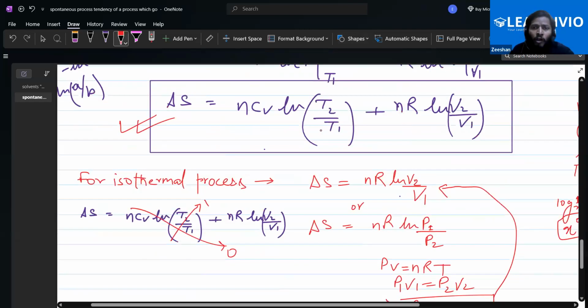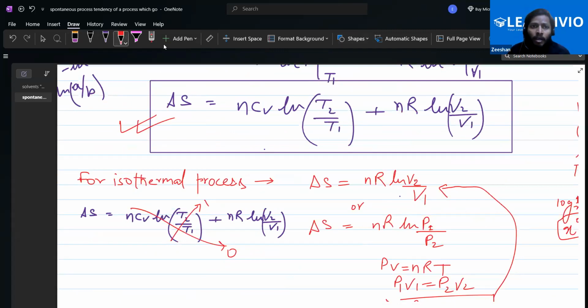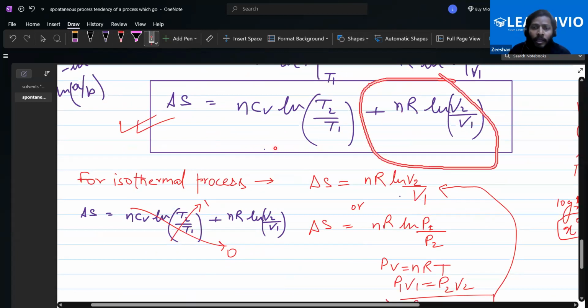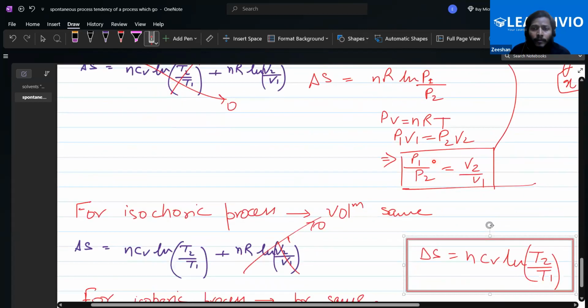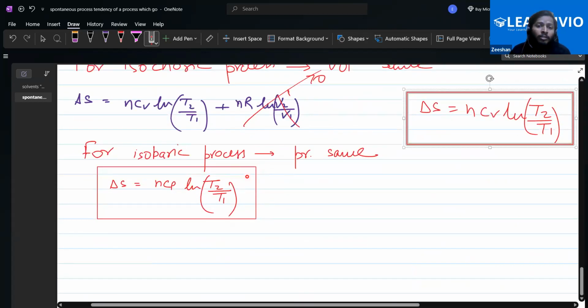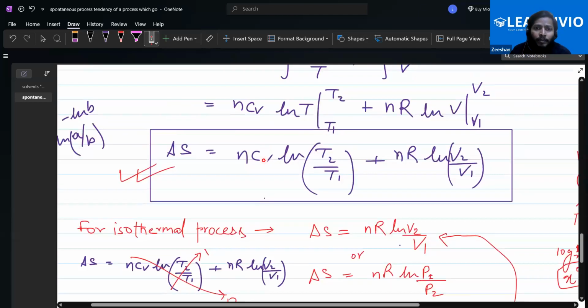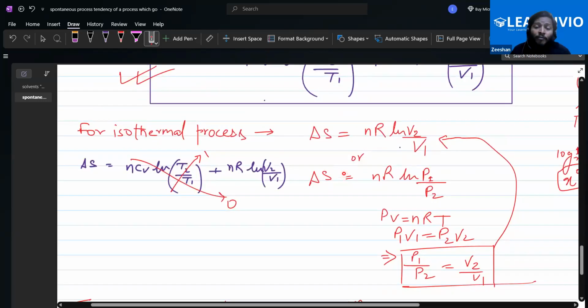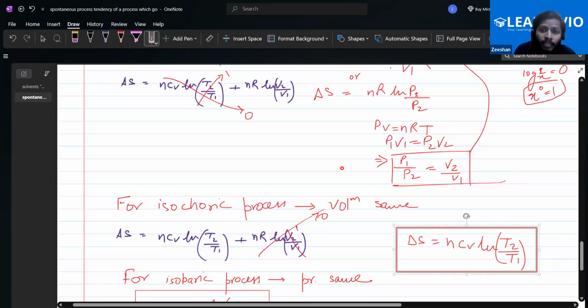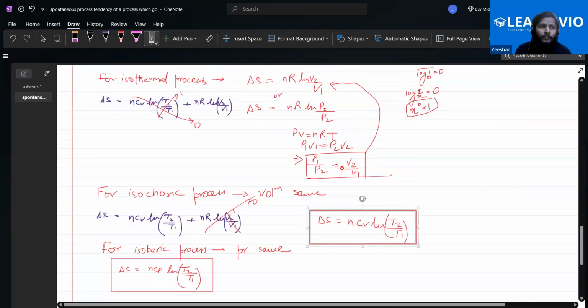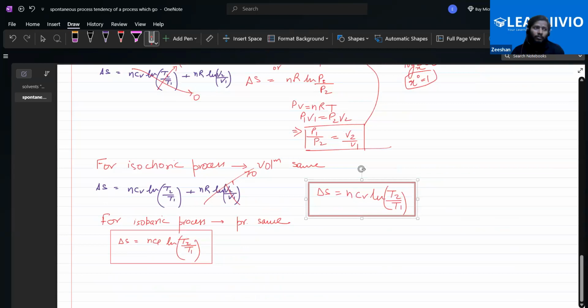See, you have to remember this formula. For isothermal process, this will become 0 and this will be the final answer. In isochoric process, this will become 0 and this will be the final answer, right? Getting my point? And in the isobaric process, only this will become Cp and this will become 0. So overall, you don't have to learn 3 formulas. You have to learn only one formula and just relate with it. Have you understood? Yes, sir.